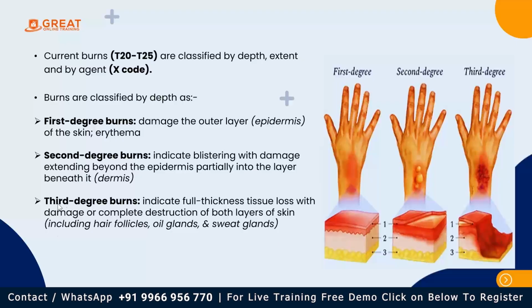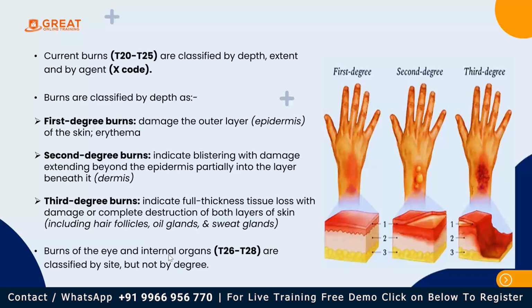Then third degree burns indicate full thickness tissue loss with damage or complete destruction of both layers of the skin, including hair follicles, oil glands, and sweat glands. You can see here, third degree burn extends to the third layer, right? All the above two layers get destroyed. Clear this much? Burns of the eye and internal organs, you will get code from T26 to T28.